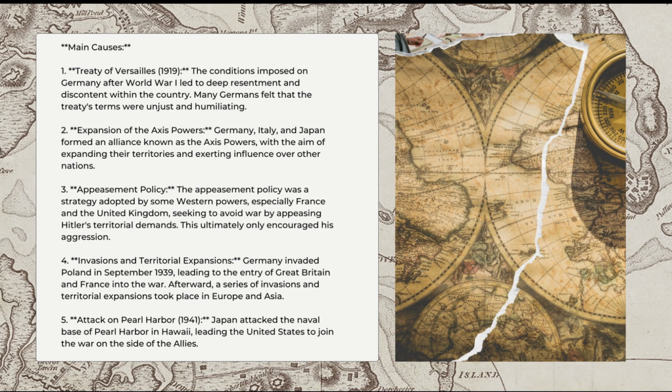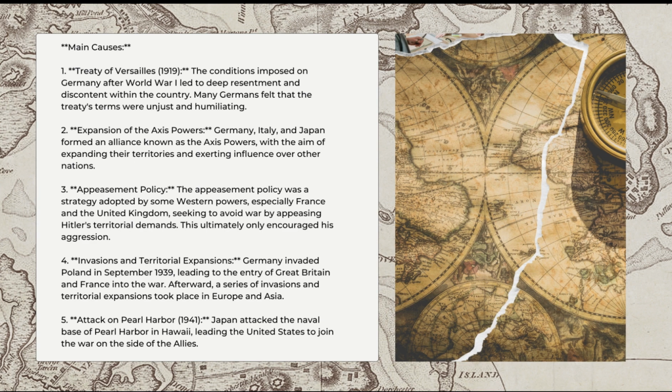2. Expansion of the Axis powers. Germany, Italy, and Japan formed an alliance known as the Axis powers, with the aim of expanding their territories and exerting influence over other nations. 3. Appeasement policy. The appeasement policy was a strategy adopted by some Western powers, especially France and the United Kingdom, seeking to avoid war by appeasing Hitler's territorial demands. This ultimately only encouraged his aggression.